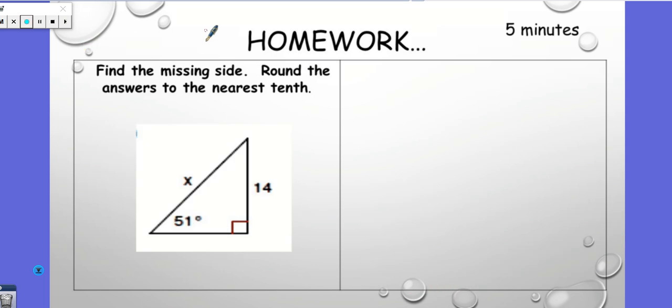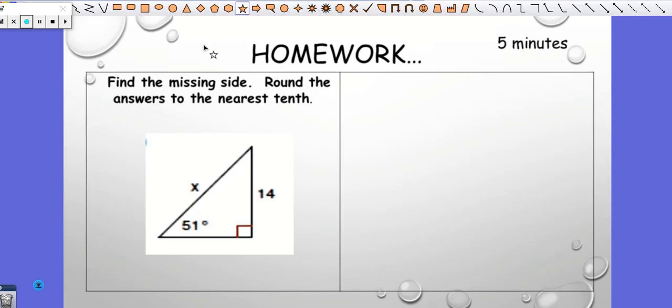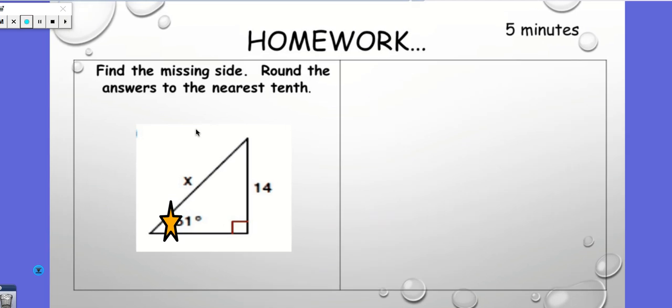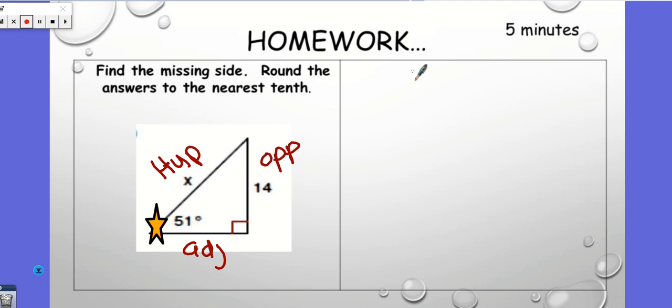Okay, let's go to the next one. We're going to do the same thing. We're going to put our finger on the angle, which is at 51. All right, we're going to label the sides. The side across from the right angle is the hypotenuse. The other side we're touching is the adjacent, and the side over here is the opposite. That's the side we can't touch. So SOH, CAH, TOA.